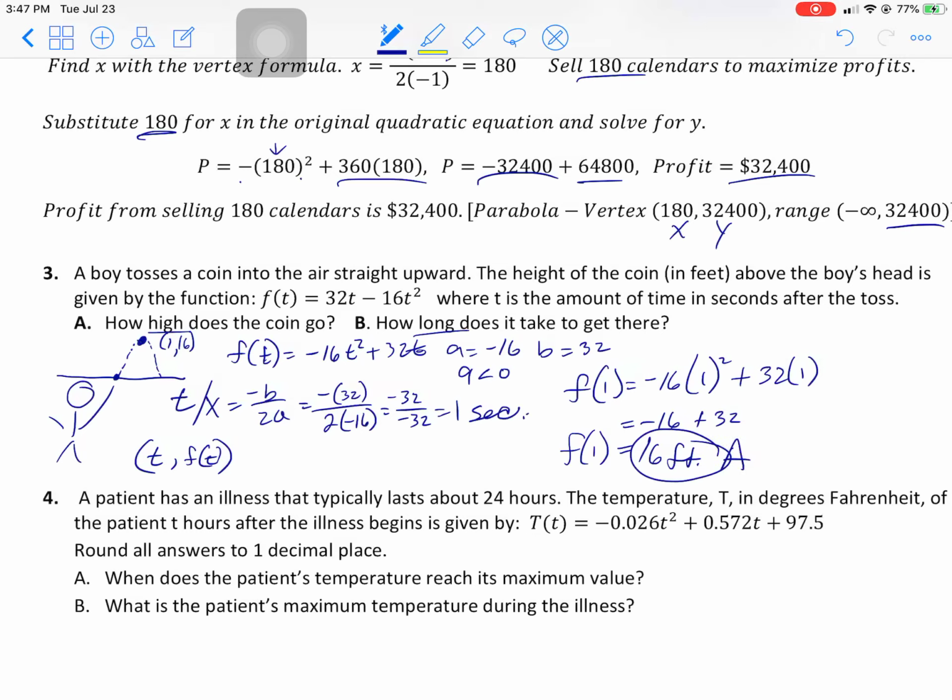Okay, and how long does it take to get there? 1 second. So it's going to go up 1 second and come down another second. So it's going to take 2 seconds to get back to his head. Okay, so that's how that one works.